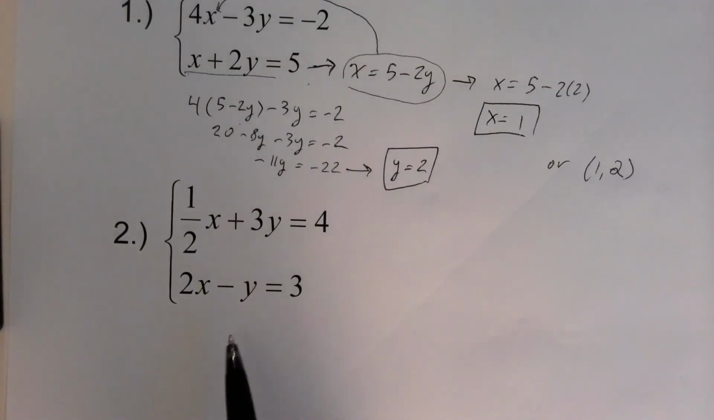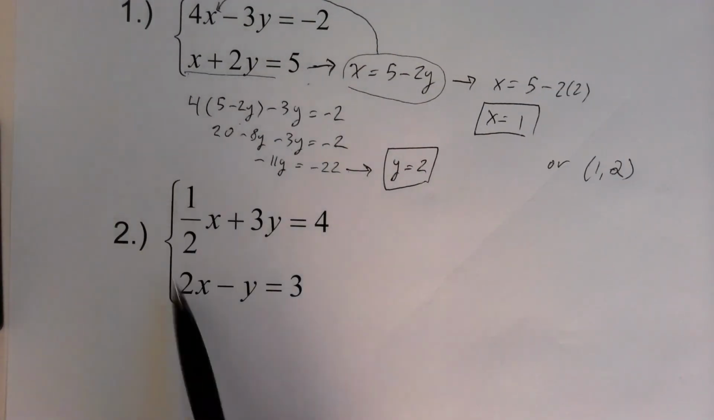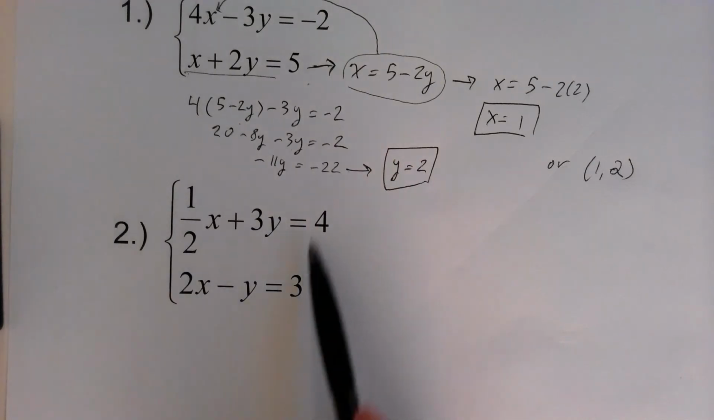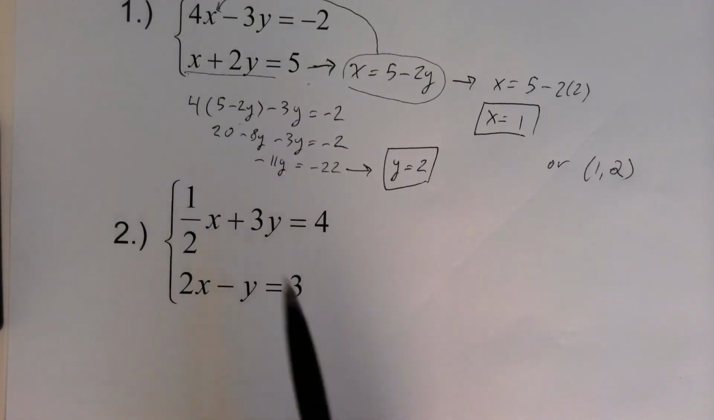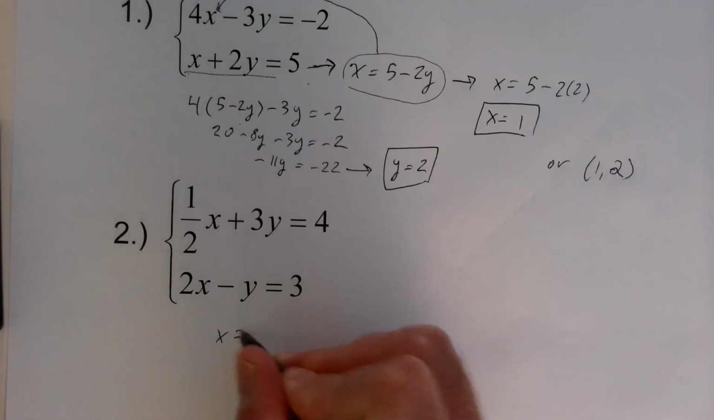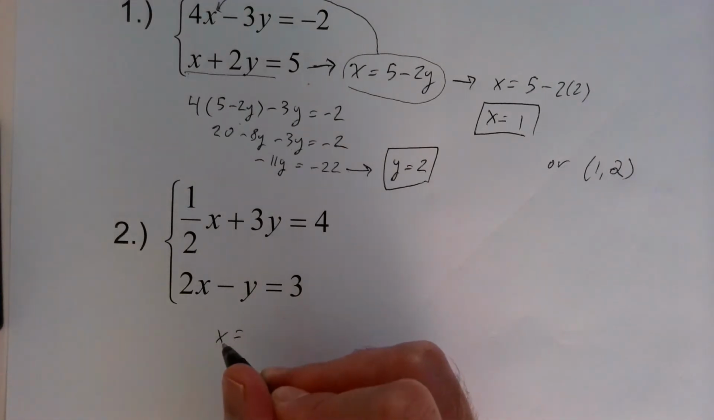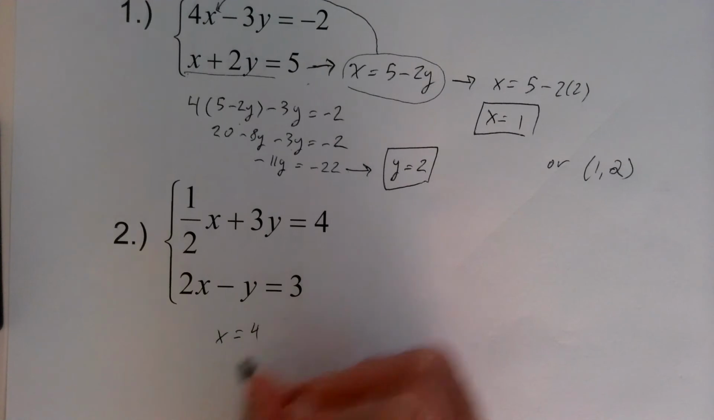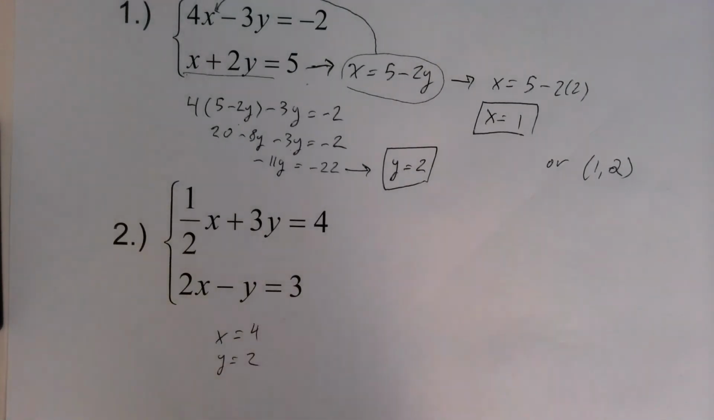Just to save us some time here, I'm going to leave this one as an exercise for your own time. If you want to work that one on your own and just see if you get it, you should get an answer where x is, I believe, 4, and I think y is 2.